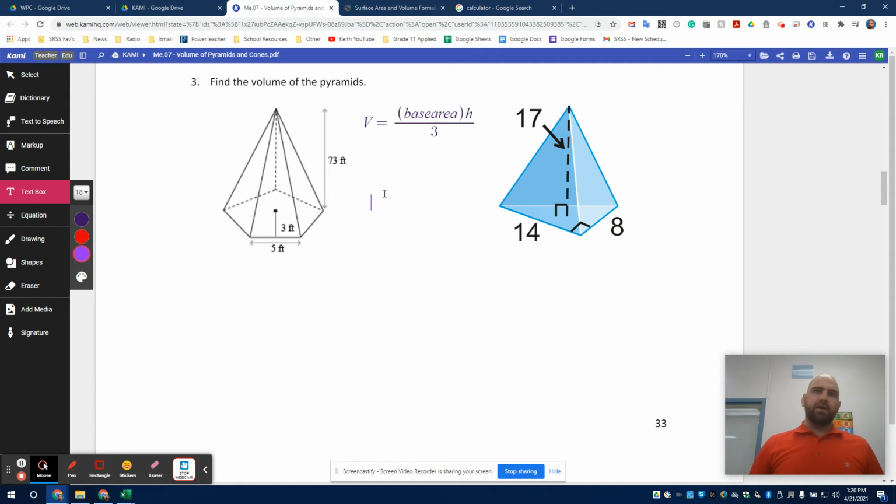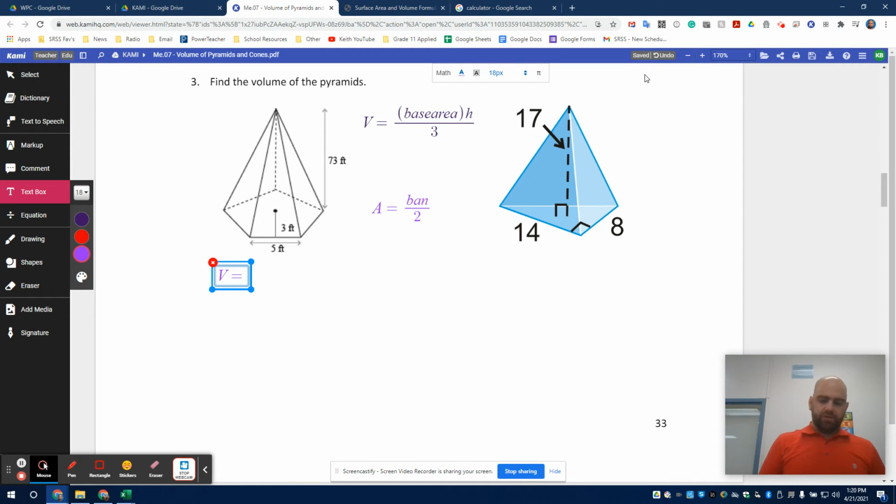To find the area of a pentagon, the area of a pentagon is equal to base times apothem times number of sides divided by 2. So we want to find this, and we're going to plug it into here. Or we can do it actually all together. And I like doing it all together.